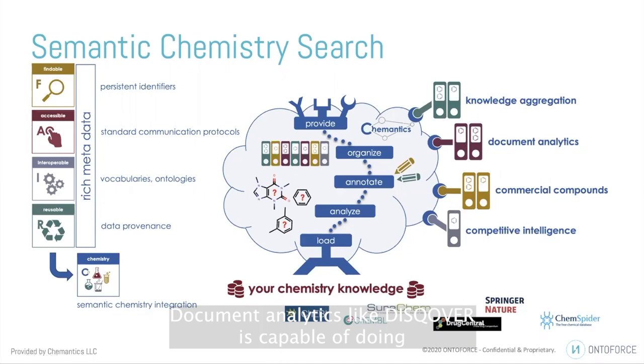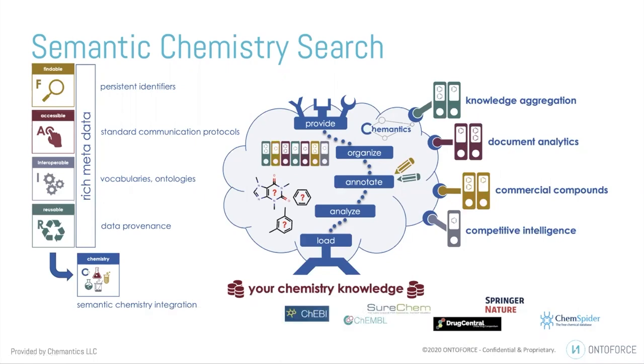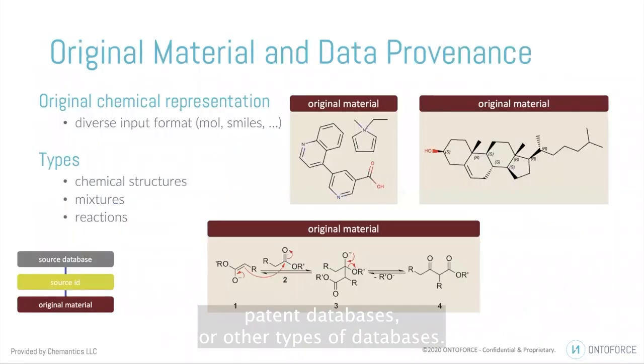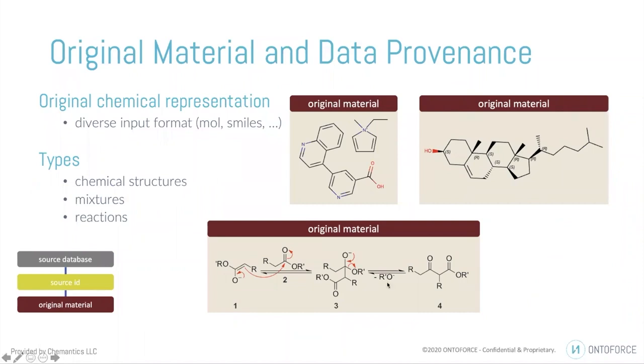Document analytics, like DISQOVER is capable of doing feature extraction based on text. Here you can do feature extraction based on the structure or the names. Also, commercial compounds can be linked. For example, the registries or the catalogs of different chemical providers. But there are also possibilities like competitive intelligence, like patents, patent databases, or other types of databases. So if you start from that, the system tries to bring some structure into the mixture of information which is available sometimes in the different databases.